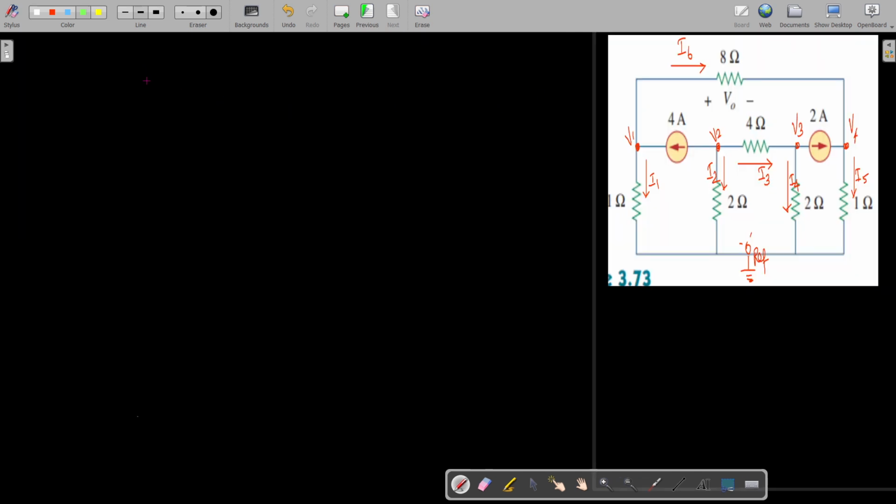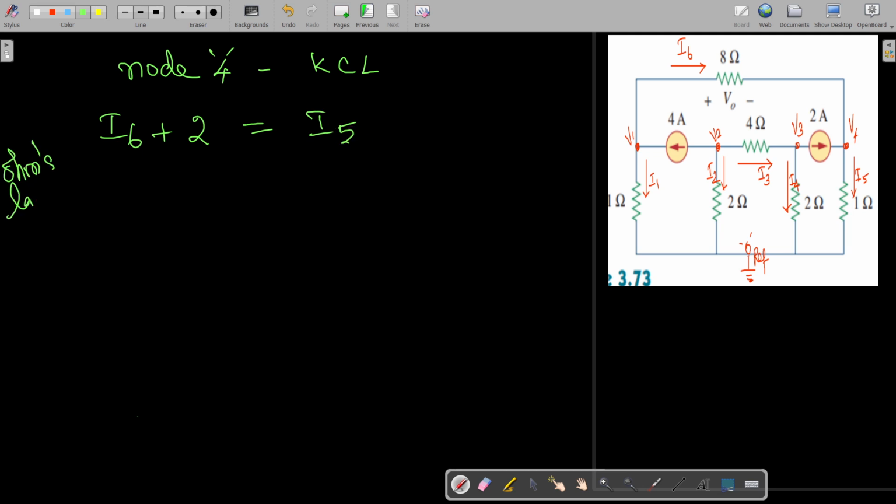Now we are going for node 4. At node 4 we apply KCL. There the incoming currents are I6 and this 2 amps, and the leaving current is I5. So the summation of the incoming currents, I6 plus this 2 amps, is equal to the leaving current I5. For this we apply Ohm's law. So I6 can be written as V1 minus V4 divided by 8, plus this 2, that is equal to I5, which is V4 minus 0 divided by 1.